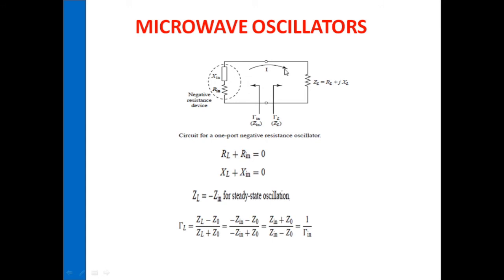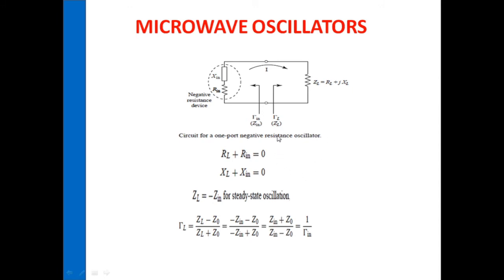In the closed loop the current is I. Gamma in and gamma L represent the reflection coefficients looking towards the input side network as well as the load side network. Zin and ZL represent impedances, where Zin equals Rin plus jXin, and ZL equals RL plus jXL, which is the load impedance value.